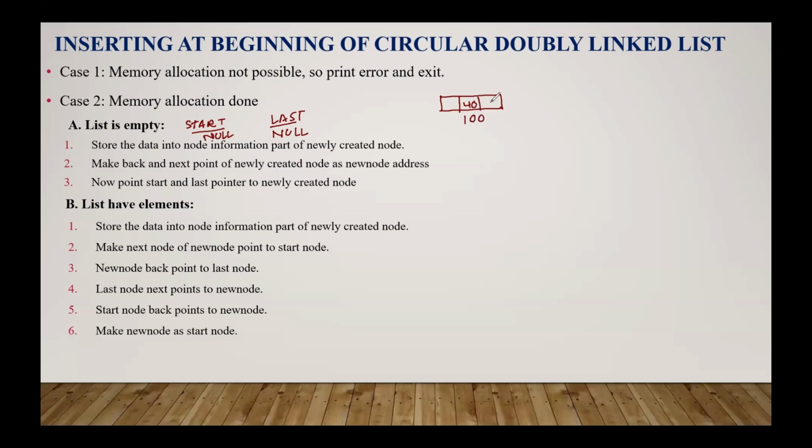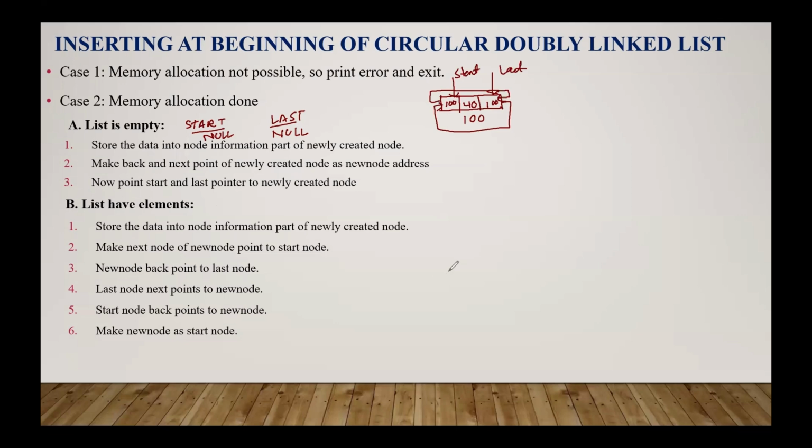Now the next pointer stores which address? The address of the first node. Here this is the first node, so it stores the address 100. Now it makes the connection here. Back also stores which value? The 100 address. So it also points to the same node. Then make the start as well as the last pointer point to the newly created node. This is the start node and this is the last node. Then the insertion is successful.